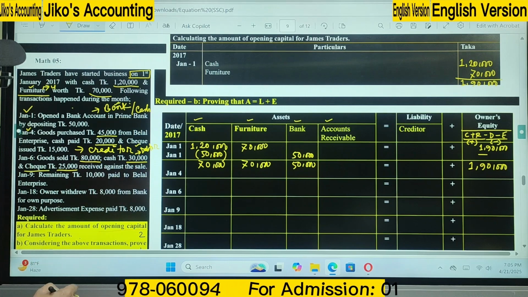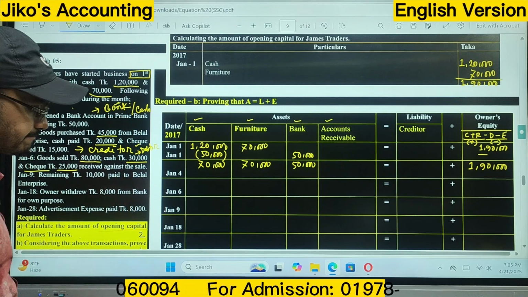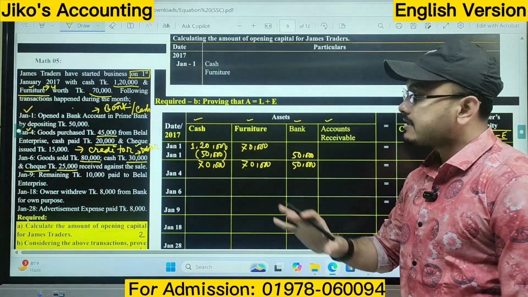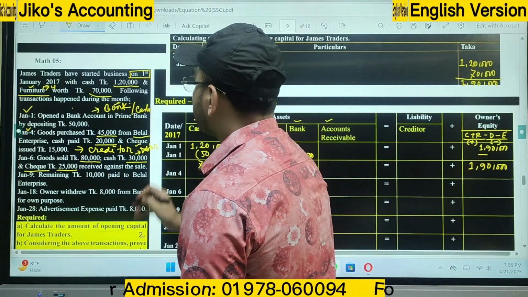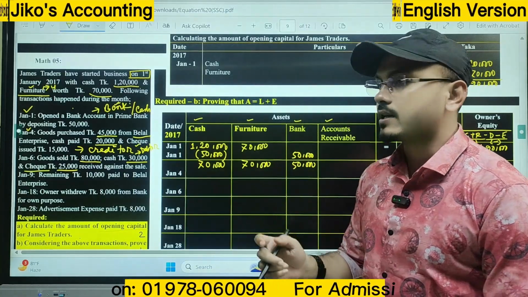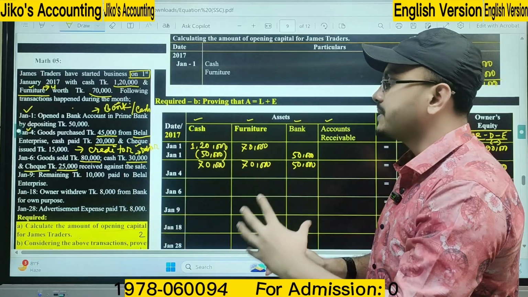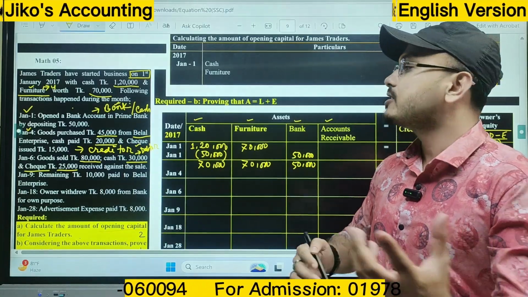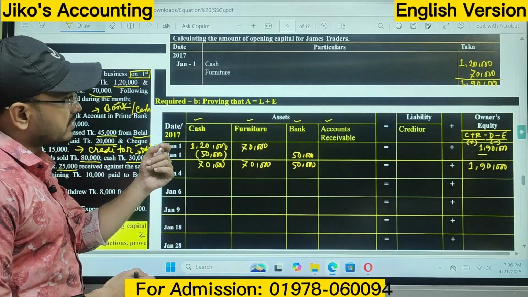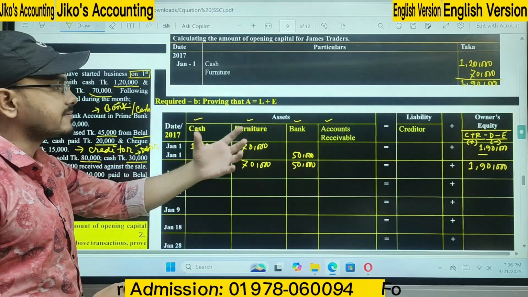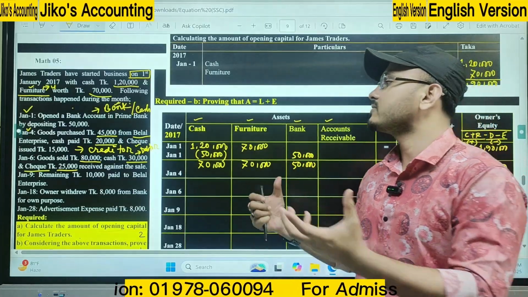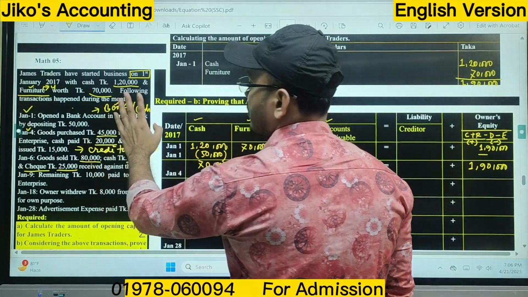What is written here? Goods purchased, taka 45,000, from Bilal Enterprise. Is it clear, sir? Now you can see what is mentioned here. If any person's or organization's name is mentioned without mentioning cash, that should always be recognized as a credit transaction. So what is my creditor? Because of purchasing goods on account, that always indicates the increment of the creditor, right? That means it indicates the increment of my liability. What is my liability here? Creditor. What is my creditor's amount? You can say here 45,000.